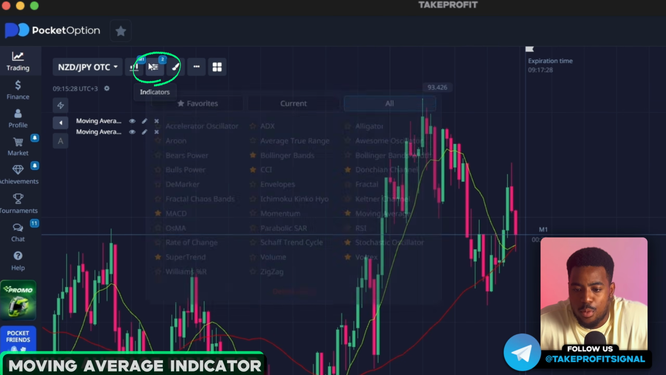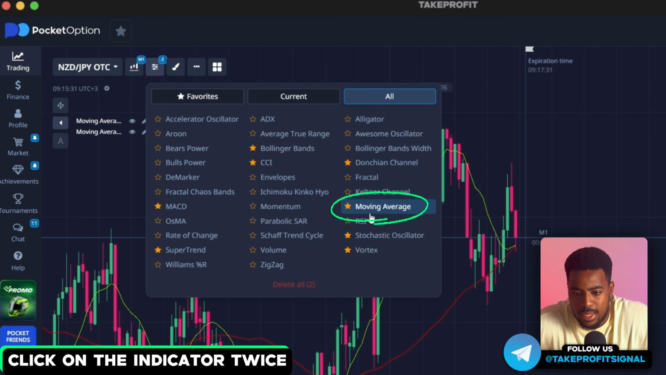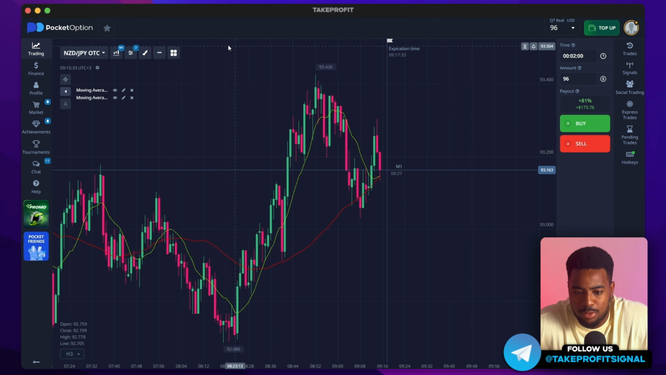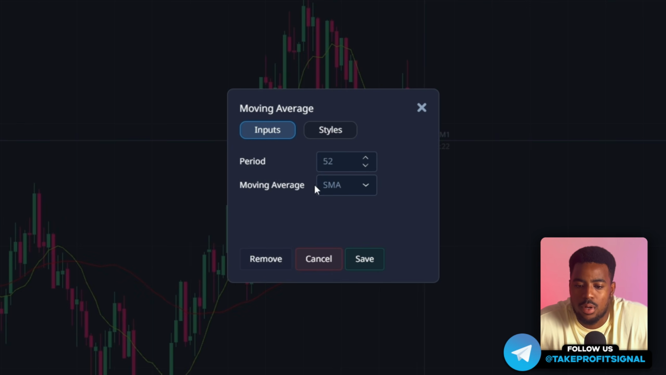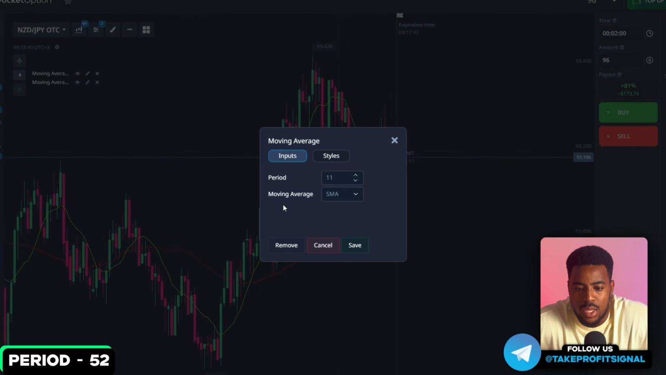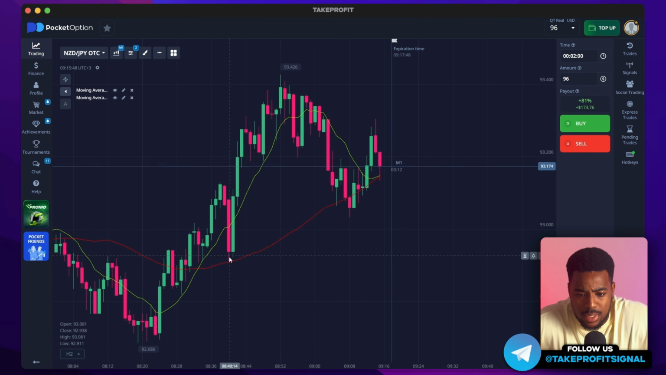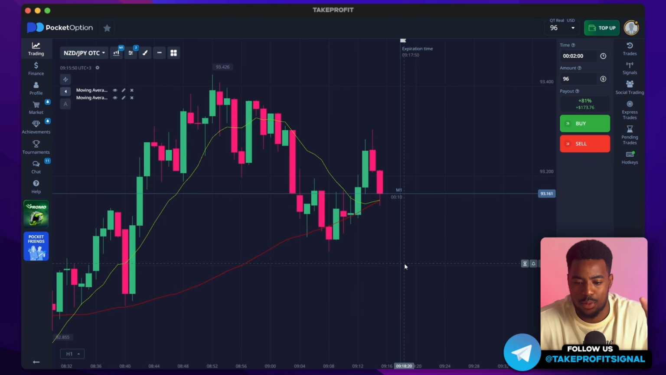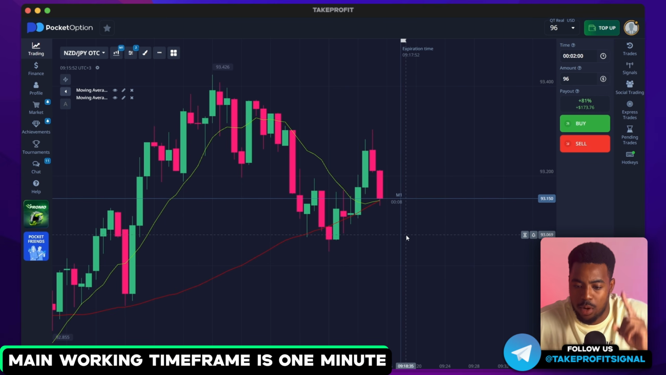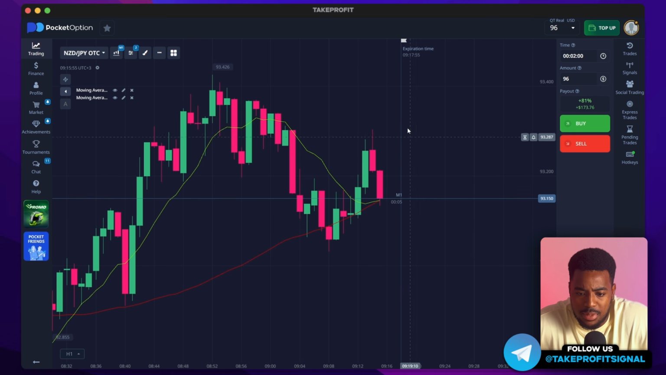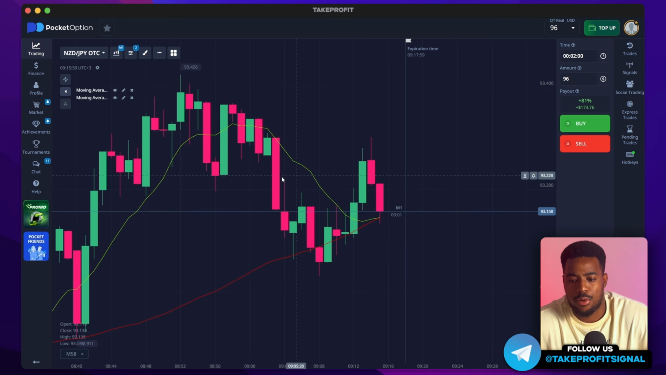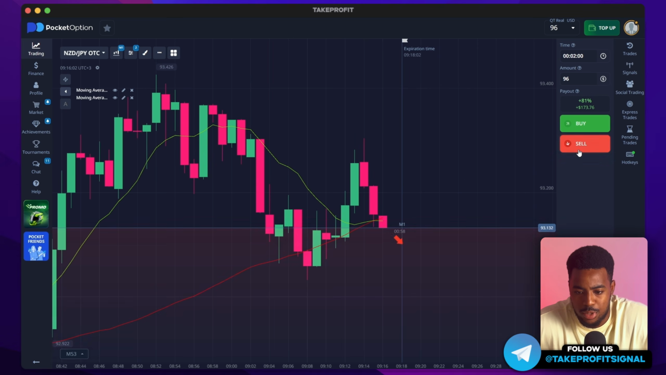To do this, we need to click on the indicator twice in the indicator panel. After that, we need to set it up. The settings here are also very simple. For one indicator, we set the period to 502, and for the second one, we set it to 11. This greatly simplifies working with this indicator. Our main working time frame is 1 minute. However, in subsequent trades, I will also connect additional time frames. This will further help improve the effectiveness of the trade.